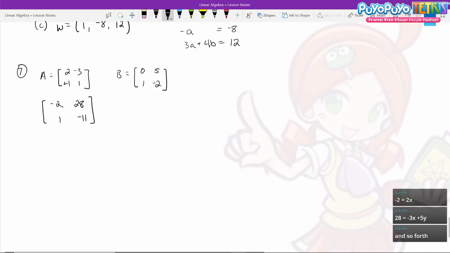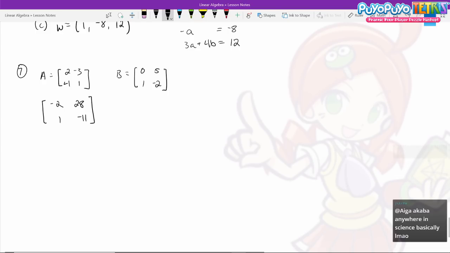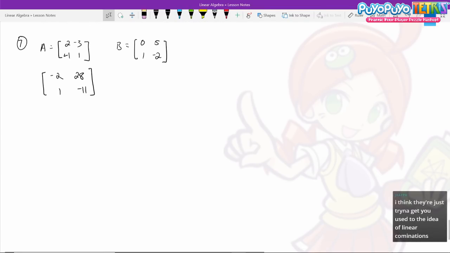Huh. Oh, do you just solve it one by one? I'm just wondering how much work I have to do because I'm lazy. How much is required to solve this problem? Okay. Wait, I think I understand it now. Thank you. Linear combinations.